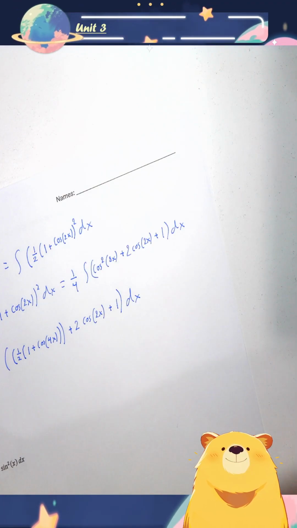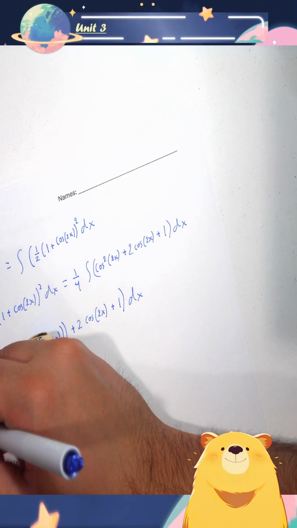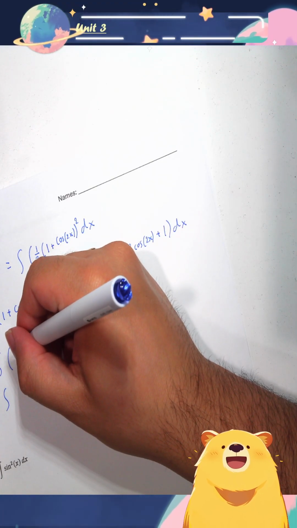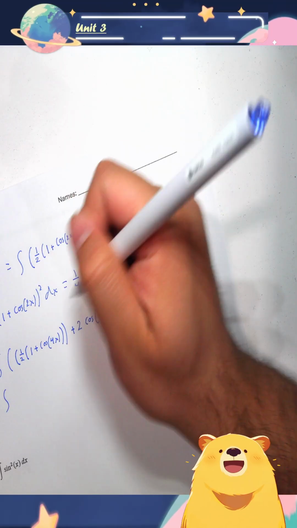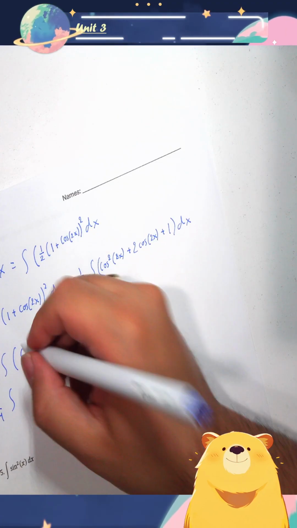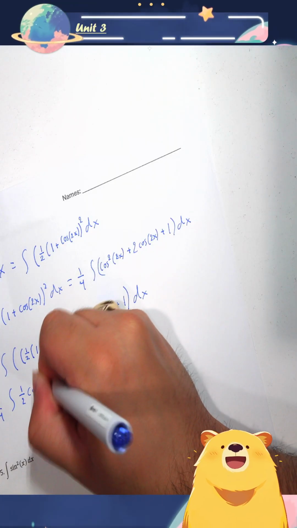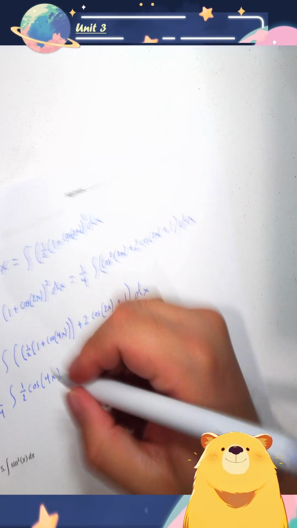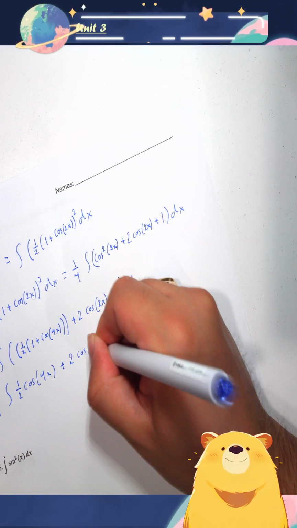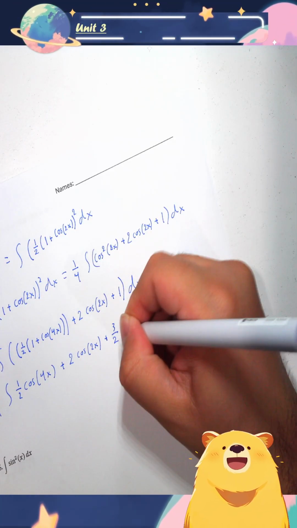Let's see. I'm gonna go ahead and already start off with saying that's 1/2. So 1/2 plus 1 is 3/2. And then we have 1/2 of cosine of 4x, plus 2 cosine of 2x, plus 3/2.